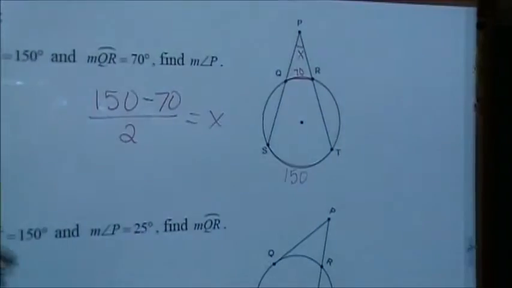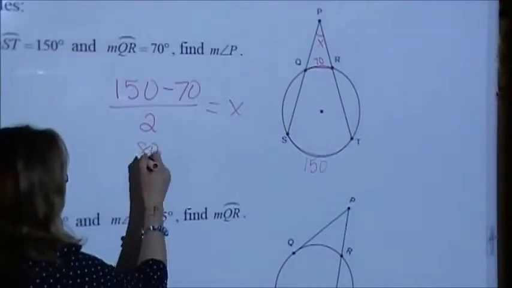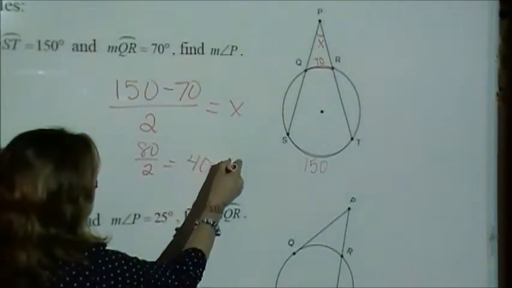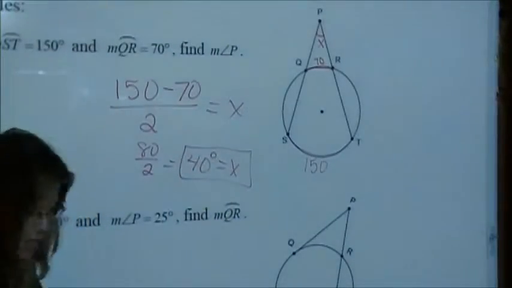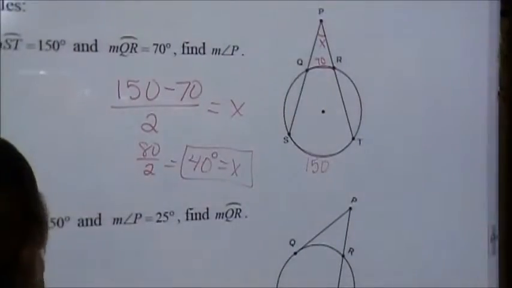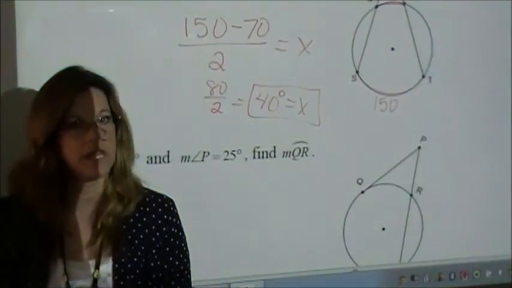So 150 minus 70 gives you 80. 80 divided by 2 is 40. So our missing angle is 40 degrees. All right, so there's 3 more problems in the notes plus that other question I wanted you to do. So try them and we'll talk about them in class.